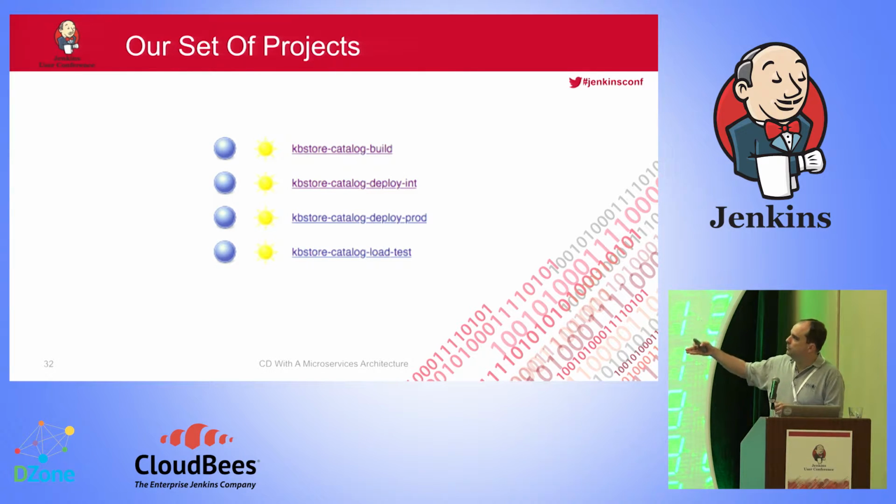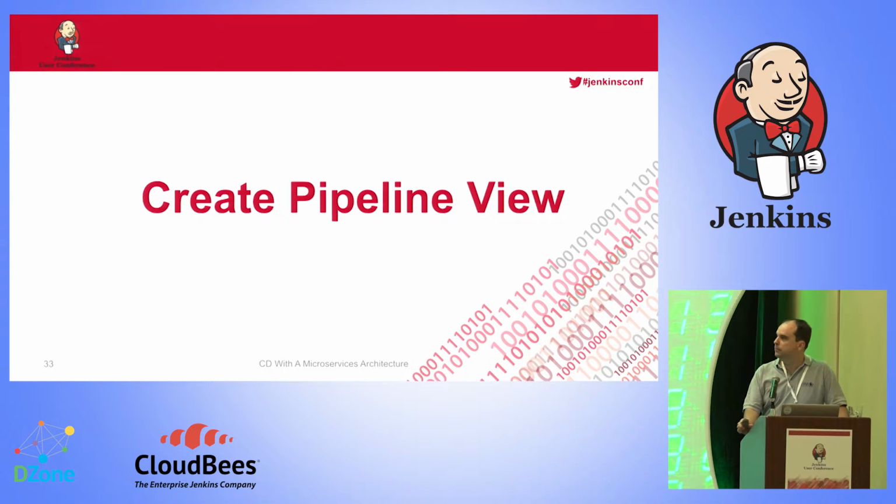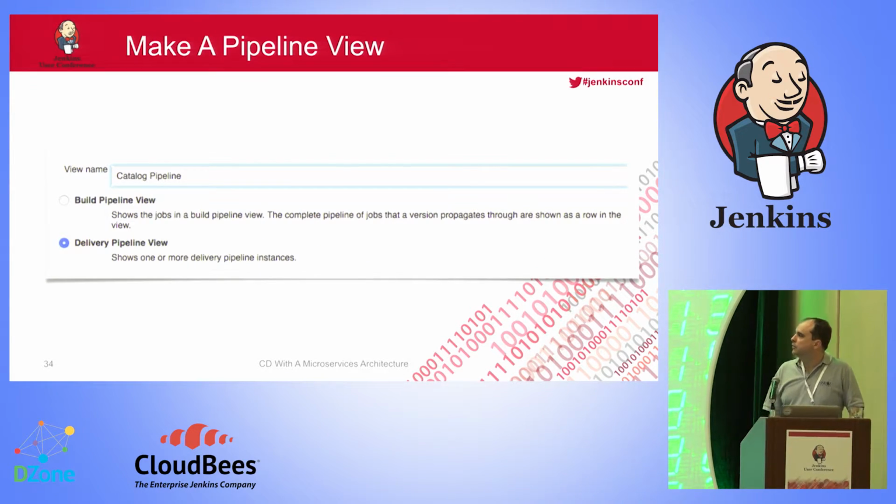But there's no clear relationship between these jobs, just looking at them in the default list view. So now let's create a pipeline view. So we would go up on the view, click on the plus icon, and give it a name, like catalog pipeline. Make sure to select delivery pipeline view.